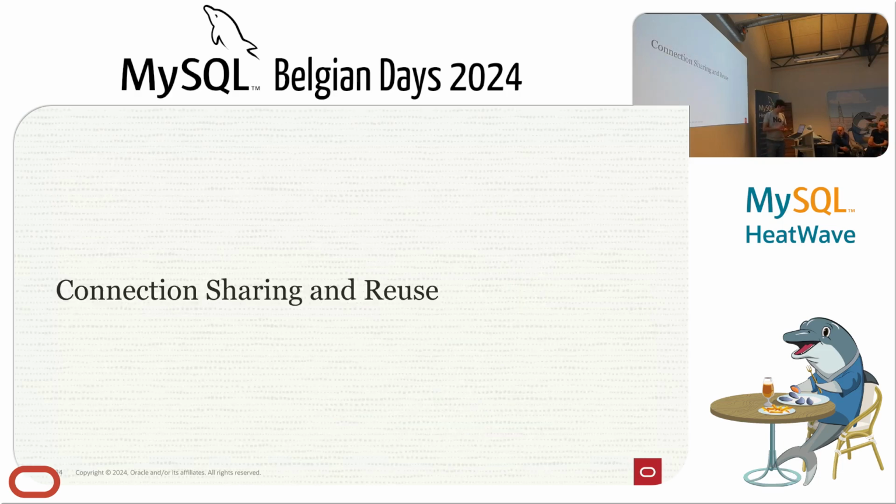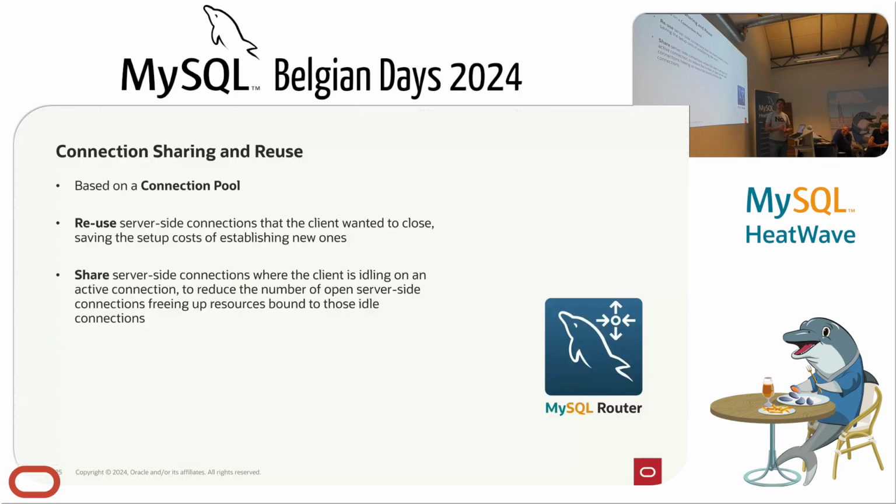Some features, some new, some not so new. This one is a year old or more. Connection sharing and reuse. Router has this connection plugin, and this is disabled by default. So canonical guys, I don't know if you are aware of it. It is disabled by default, and you can enable it, and you can reuse connections that are open to the server and to the client.